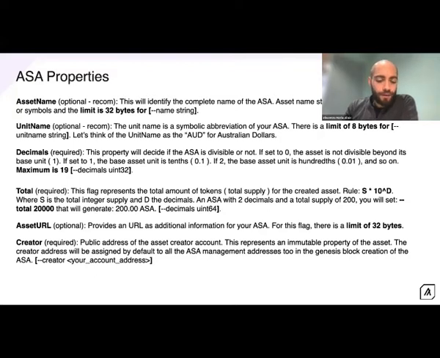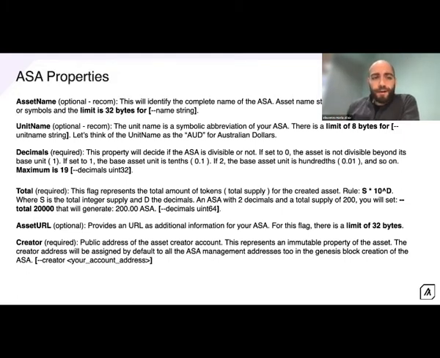What we need to set during the creation of our NFT is the asset name, which is optional but really recommended, because it gives a name to your asset and identifies it. The value is a string and can have a maximum of 32 bytes, which means it can be 32 characters. Unit name is a symbolic abbreviation of your asset, with a limit of 8 bytes. It's also a string value, and we can refer to this parameter as, for example, AUD for Australian dollar.